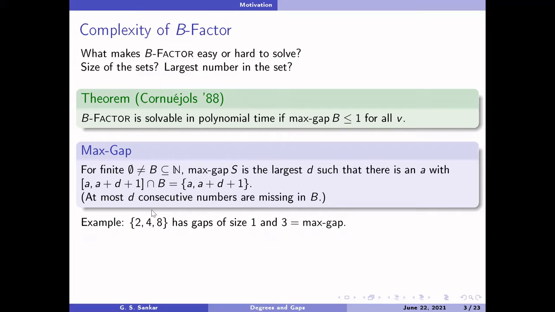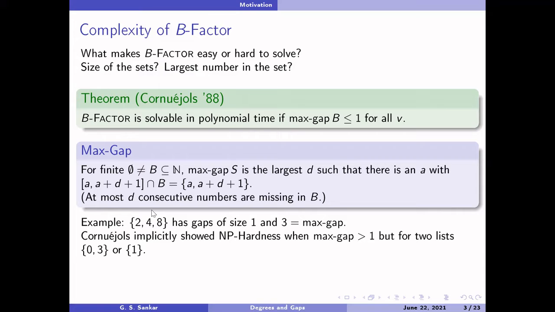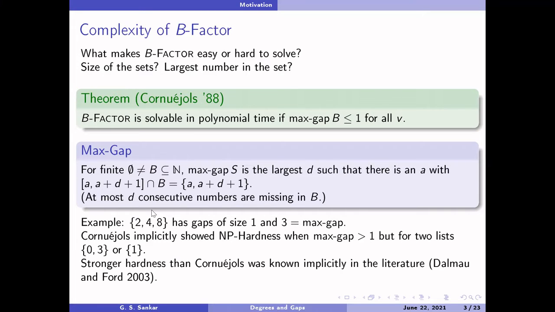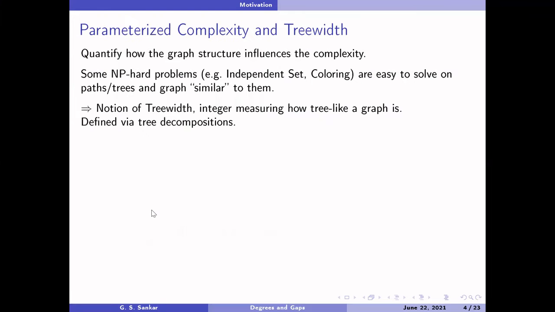And Cornuéjols in 1988 showed that B-factor is solvable in polynomial time if the maximum gap is at most 1. He also implicitly showed NP-hardness when the maximum gap was more than 1, but he considered 2 lists, which were {0, 3} and {1}. But a stronger hardness result was known, not explicitly: B-factor is NP-hard for every list with maximum gap more than 1. This was from a 2003 paper. So we'll be looking at the parameterized complexity of B-factor now that we know its NP-hardness.